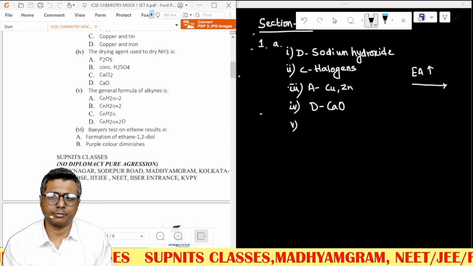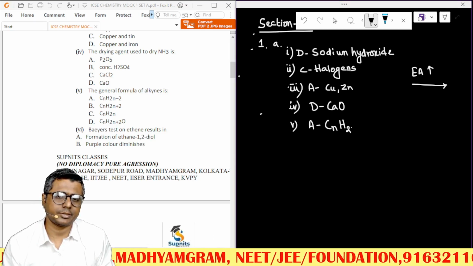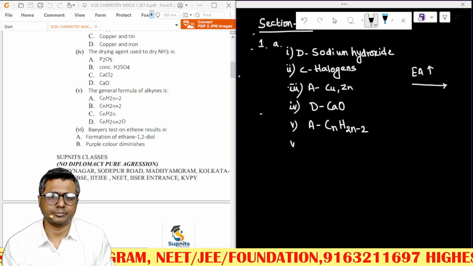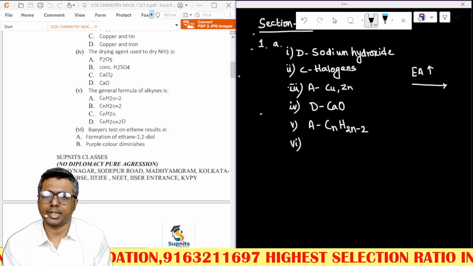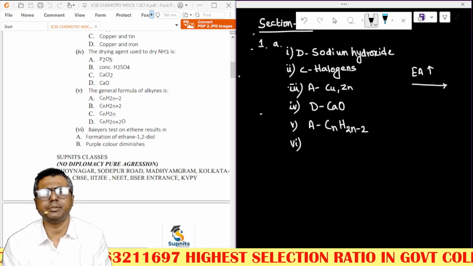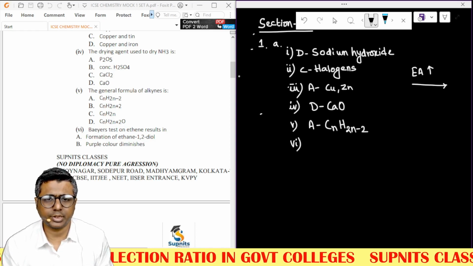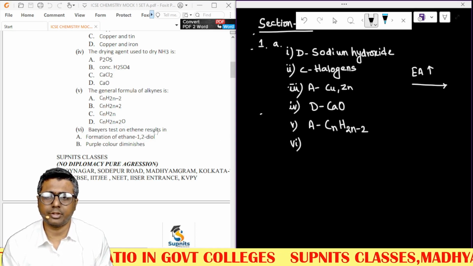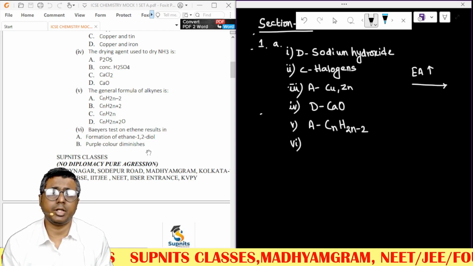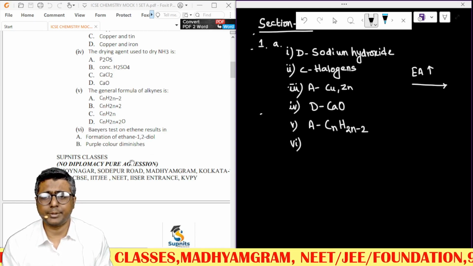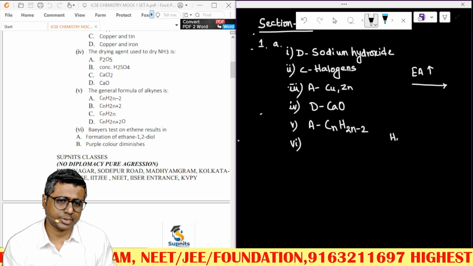For alkynes, the general formula is A, CnH2n minus 2. These are very easy and standard questions that are asked in ICSE examinations, and many a times this has been asked. Now look at this question number 6. Very good question. Number 6. Baeyer's test on ethene. Baeyer's test means the test which involves dilute cold alkaline KMnO4. So what happens there? Formation of ethane diol. Yes, it happens. So I'll just show you the reaction over here.